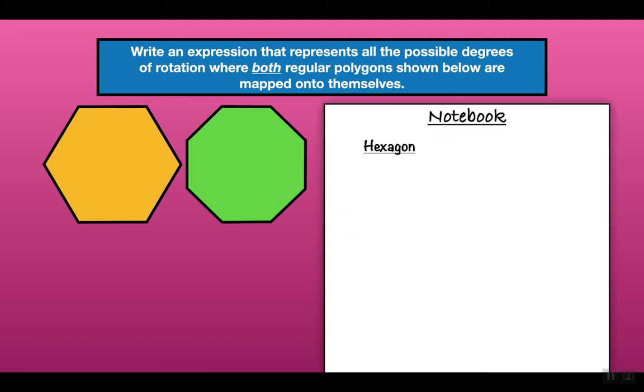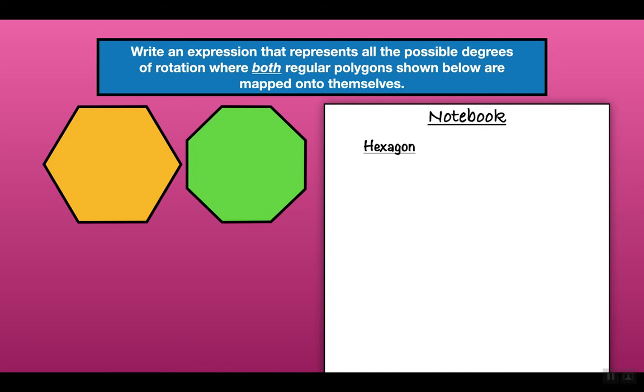First of all, on the left we have a hexagon. A hexagon has 6 sides. And on the right we have an octagon, which has 8 sides. The first thing I'm going to do is find the angle of rotation for the hexagon. And we do that just like we did in the previous two questions.